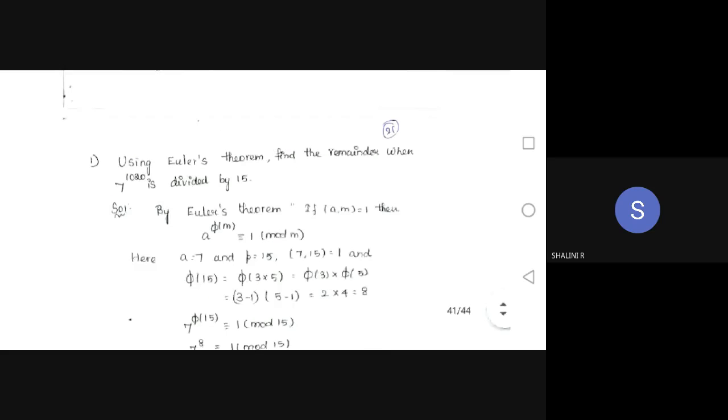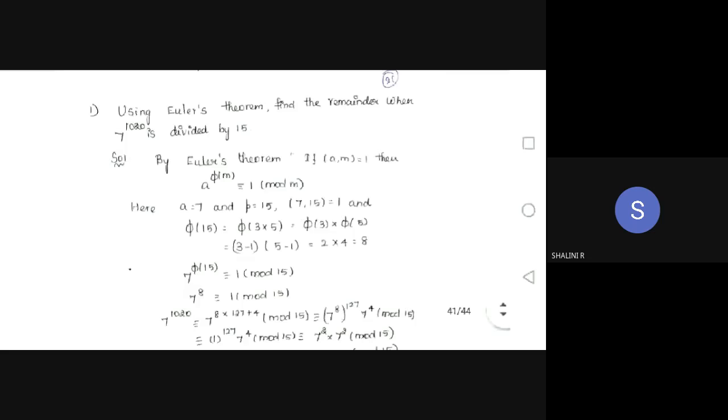So now let us see the problems. Find the remainder when 7 power 1020 is divided by 15. The remainder can be found by using Wilson's theorem and also Fermat's little theorem, but in this question they asked to use Euler's theorem.